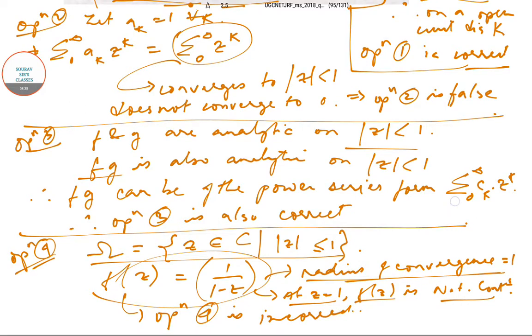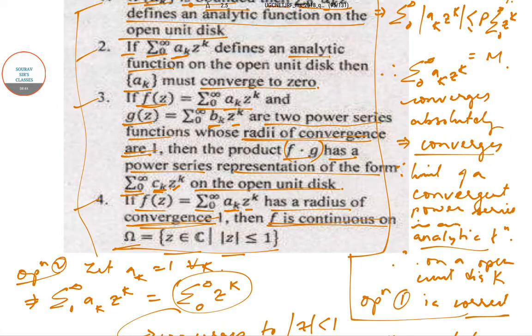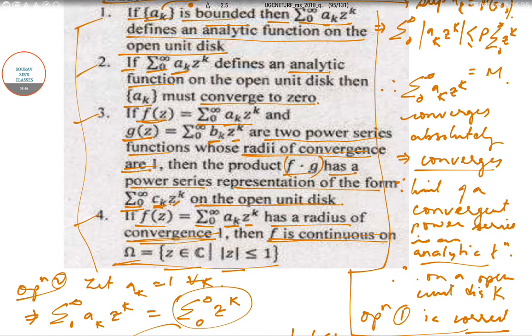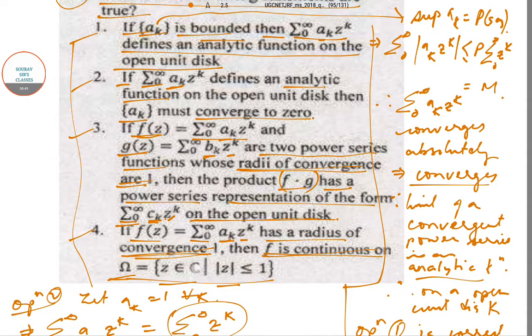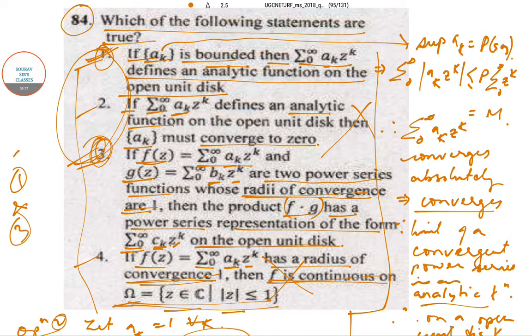So the correct options are, let me go back: option 1 is correct. Option 2, which says that a_k will converge to 0, this is not correct. Option 3, which says that the power series representation will be of the form c_k into z to the power k, this is very much correct. And option 4, which says that f is continuous on this very set, this is also wrong. So the correct options are option 1 and option 3.